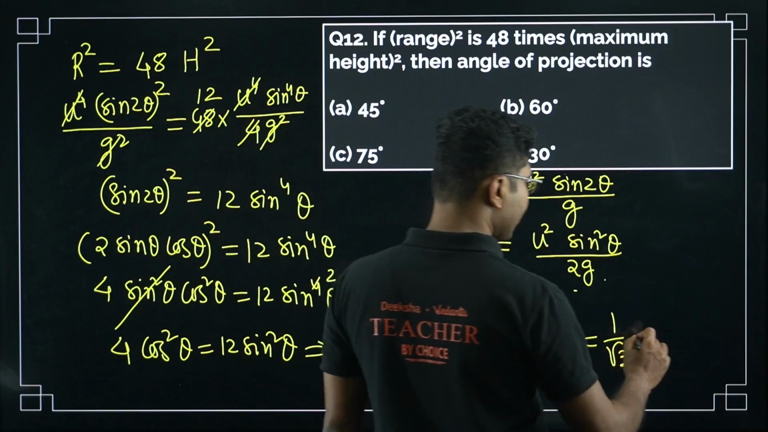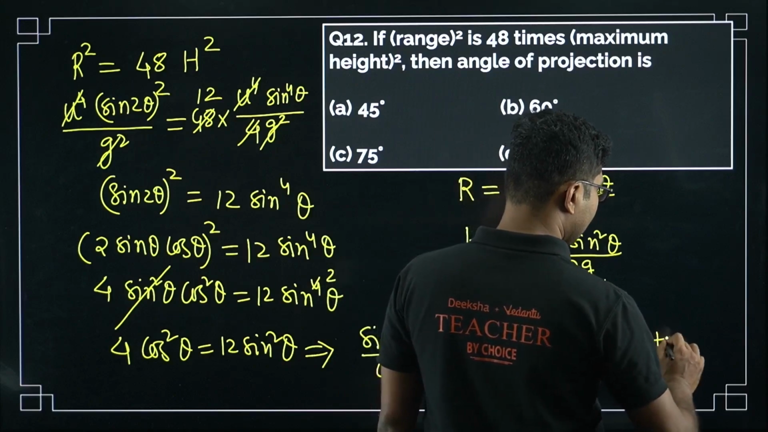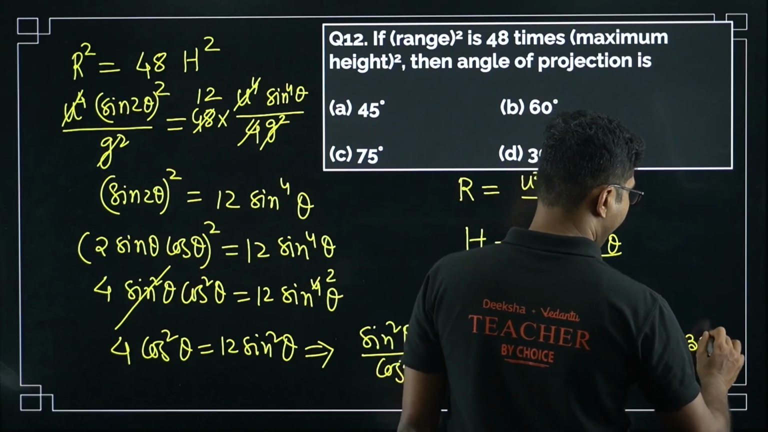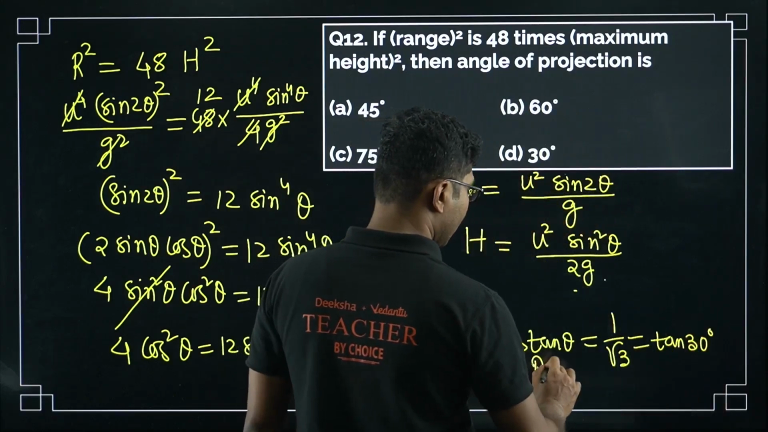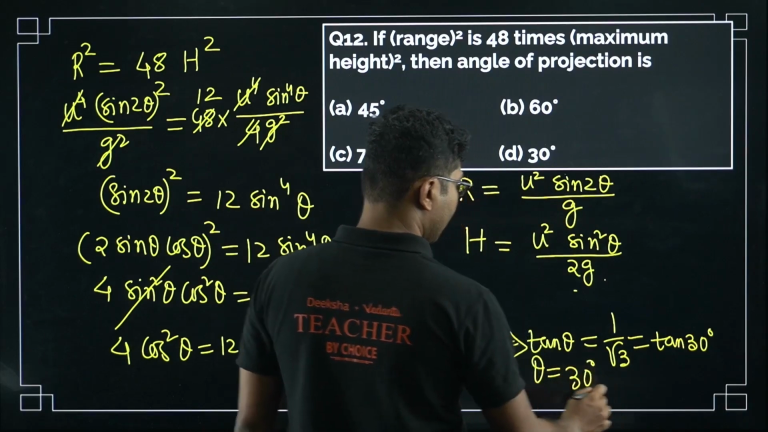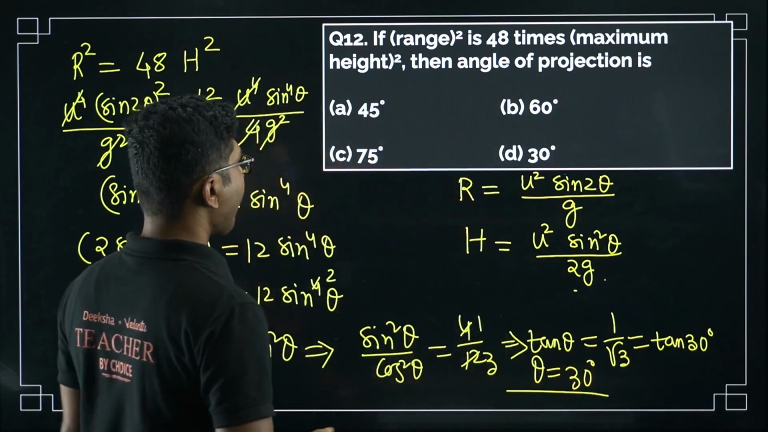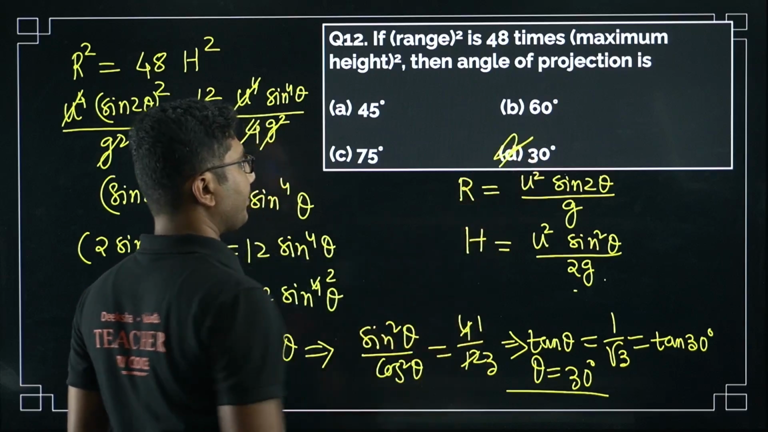So what is this value? This will be tan 30. Right, so theta will be equal to 30 degrees. So the correct answer is option D.